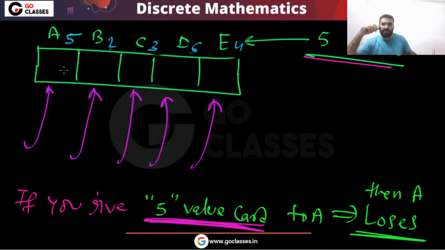So A should not have 5. Similarly, you should not have 2 here, you should not have 3 here, you should not have 6 here, and you should not have 4 here.